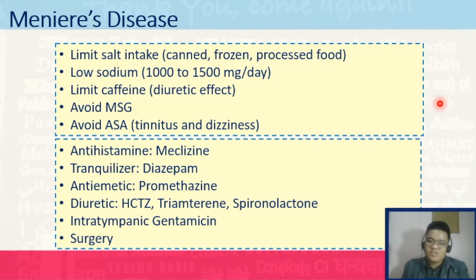Class, for this patient to be managed, 1, limit salt intake. Remember, we're talking here about fluids. So remember that sodium goes with water. So we limit the salt intake of this patient. Okay, so canned food, frozen food, processed food need to be avoided. The patient must be maintained on a low sodium diet, which is 1,000 to 1,500 milligrams per day.